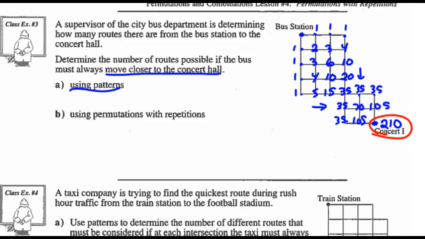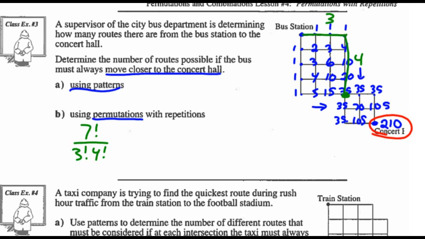How does this compare to using permutations? Let's have a quick look. I know that in this box here, I have to go 3, we'll say east, and I have to go 4, 1, 2, 3, 4, south to get to the first intersection point. So if I just did that grid right there, that's 7 blocks I have to go, but I've got 3 easts which are repeating and 4 souths which are repeating.